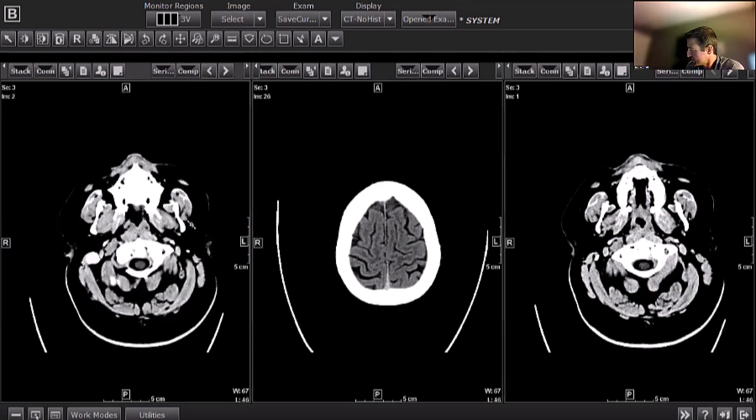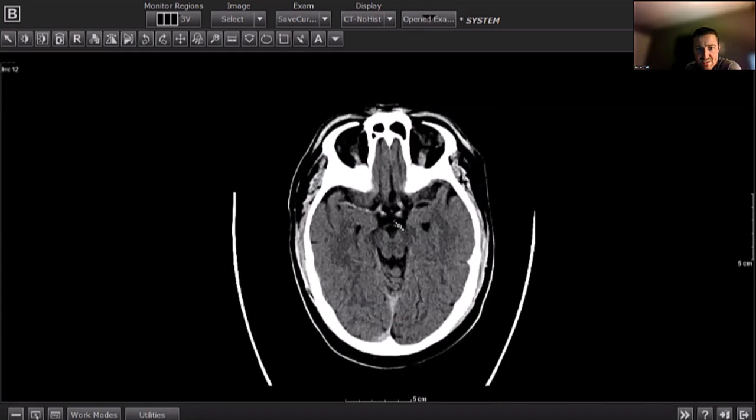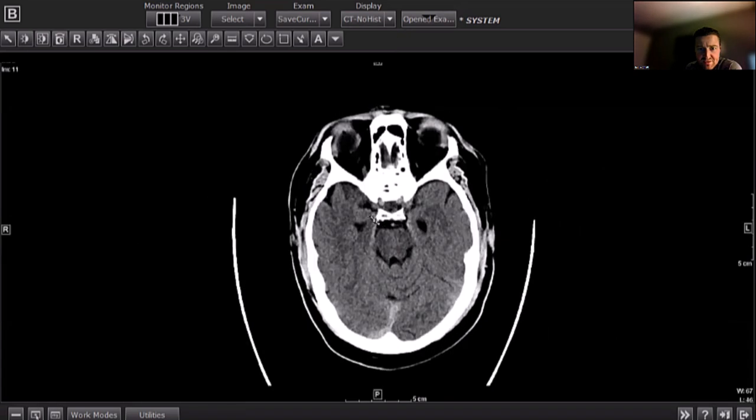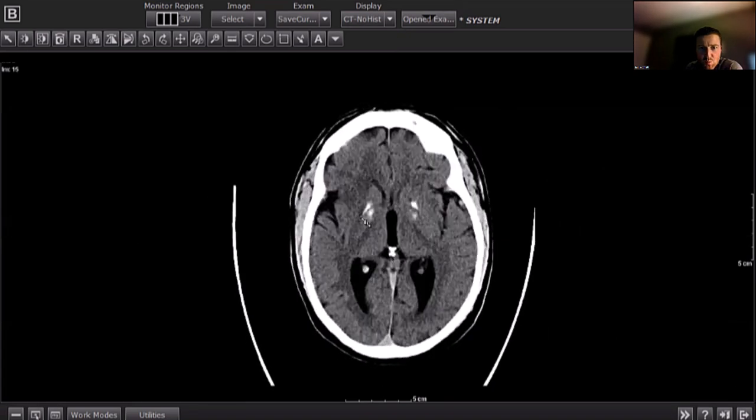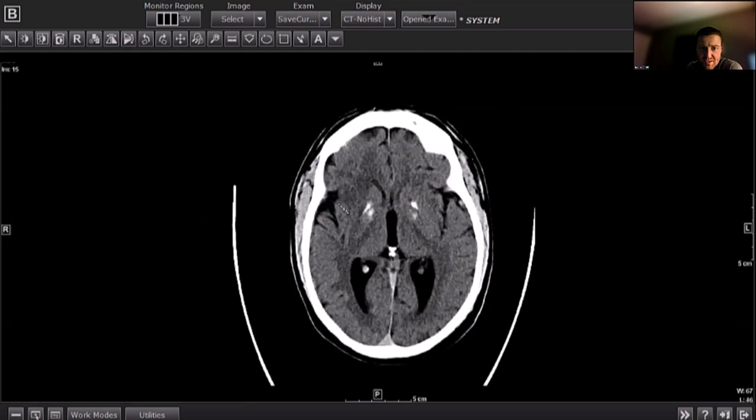So this is another patient. This one was presenting with left-sided symptoms. We have our unenhanced CT. Again, we see a slightly hyperdense M1. We've got early ischemic changes in the anterior insula.